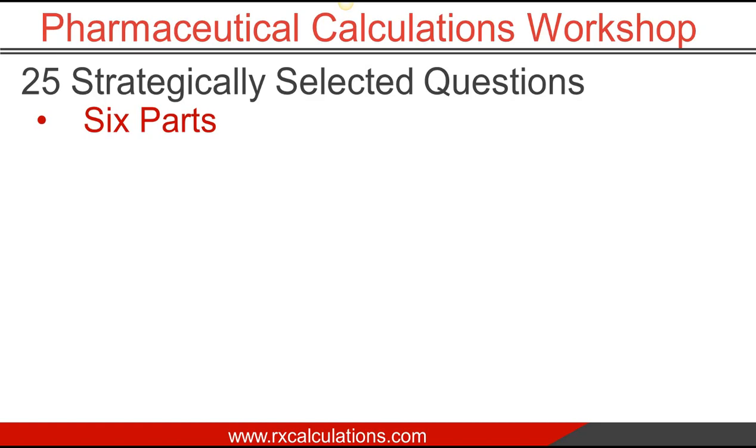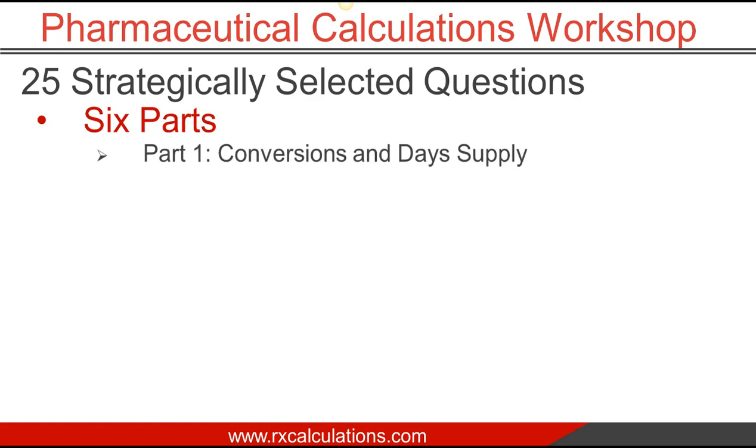Now, in this particular workshop, the questions are categorized into six parts. And these six parts basically reflect the pattern that you need in the NAPLEX blueprint. So the first part really is more or less an introduction, just a reminder of the basics that you would need. So here we just cover conversions and day supply. And the idea here is to remind you or expose you once again to using ratios, proportions, and so on and so forth. The remaining parts, that's from parts 2 to 6, are basically organized following the NAPLEX blueprint.